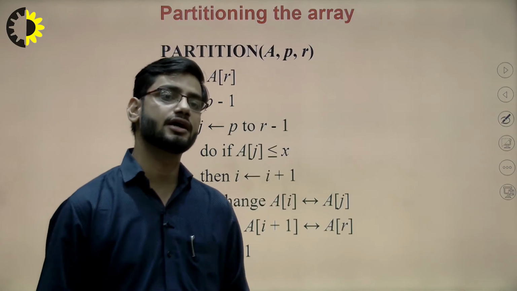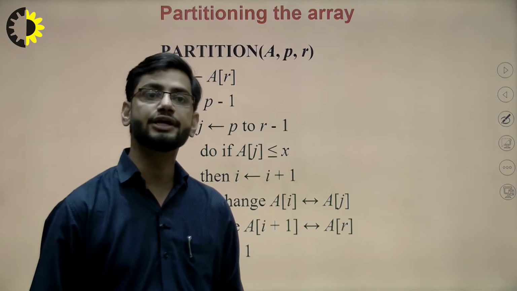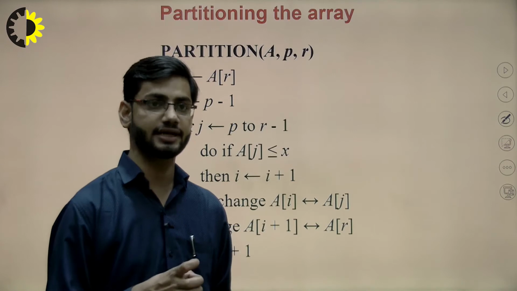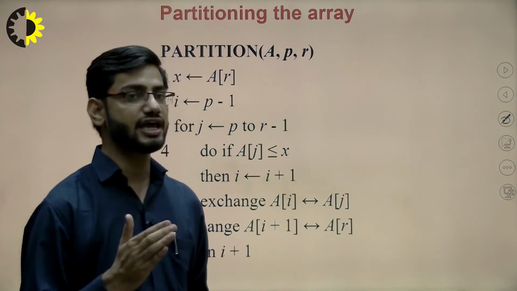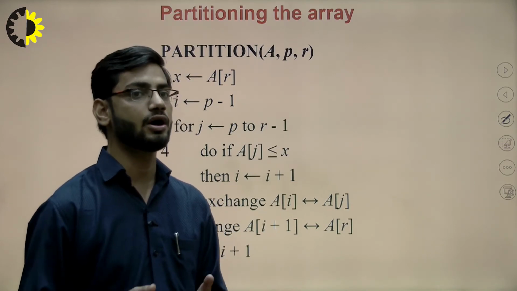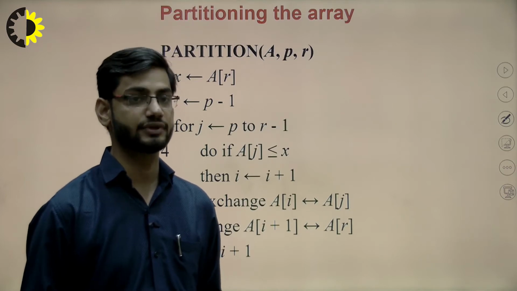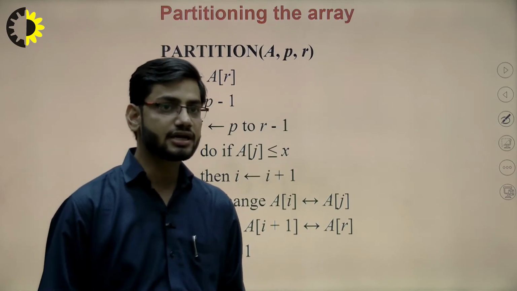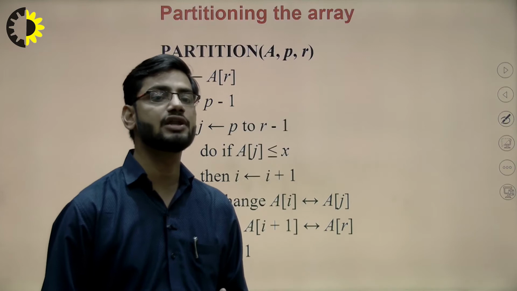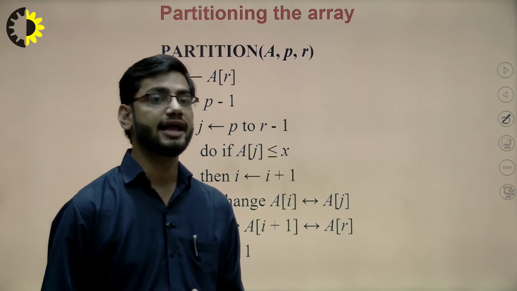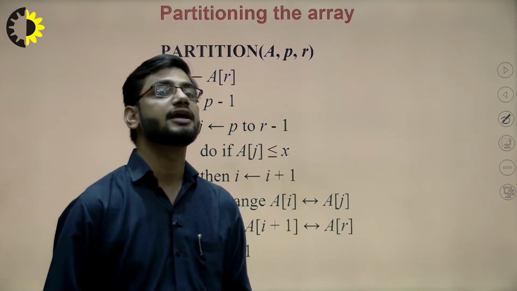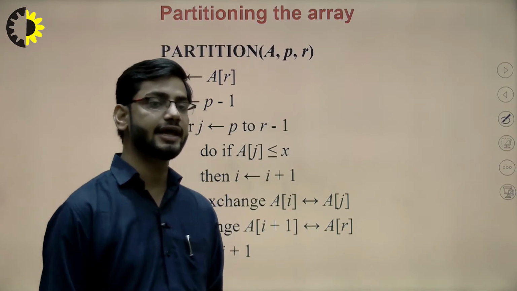Then you will run the loop of j from p to r minus 1, and you will check whether each element is lesser than x or greater than x. And depending on the comparison, you will exchange the value of A[i] and A[j], and at last you will return i plus 1. What is this at the 8th step?